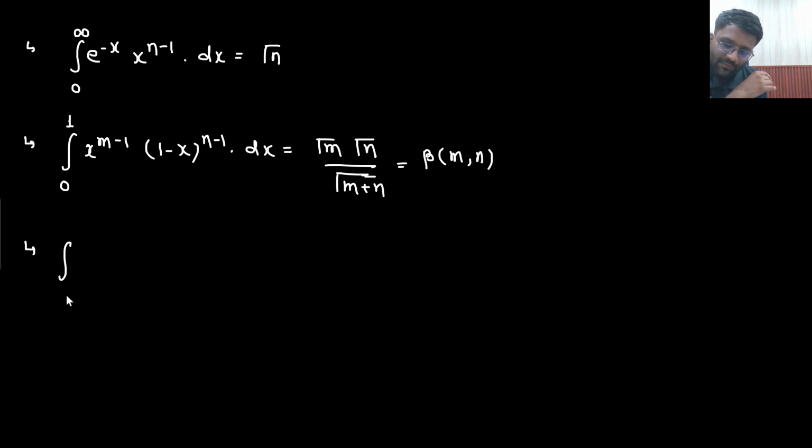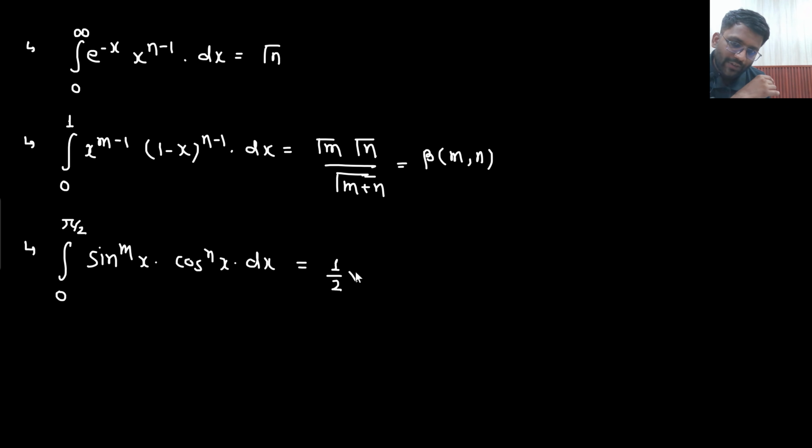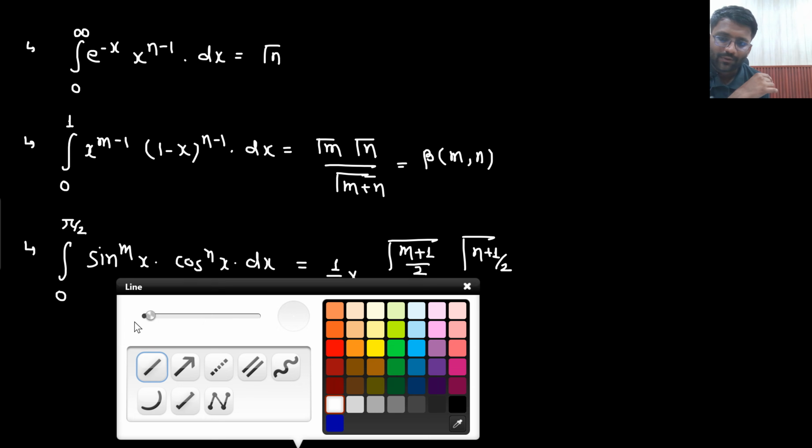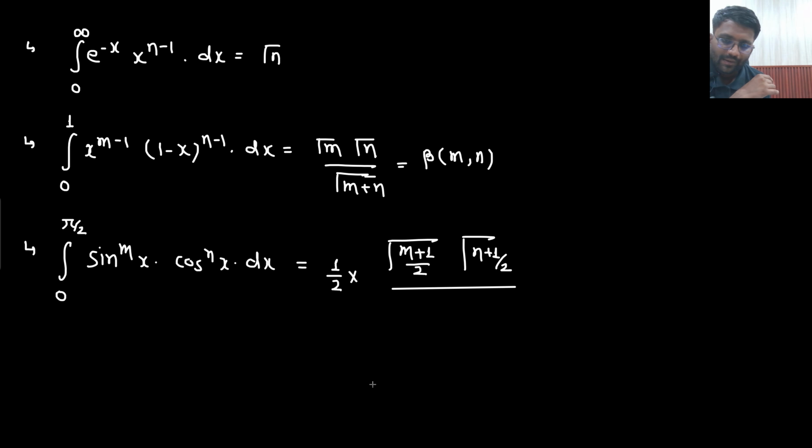And along with that, some formula for 0 to pi by 2, sin to the power m x, cos to the power n x, dx. This we also know: 1 by 2, which we usually forget, but I am not going to forget it, gamma of m plus 1 by 2, gamma of n plus 1 by 2, divided by gamma of m plus n plus 2 divided by 2. So this we already know. These kinds of forms we need to make. If we are able to make these forms, then we will be able to write down the answer in a very easy manner.